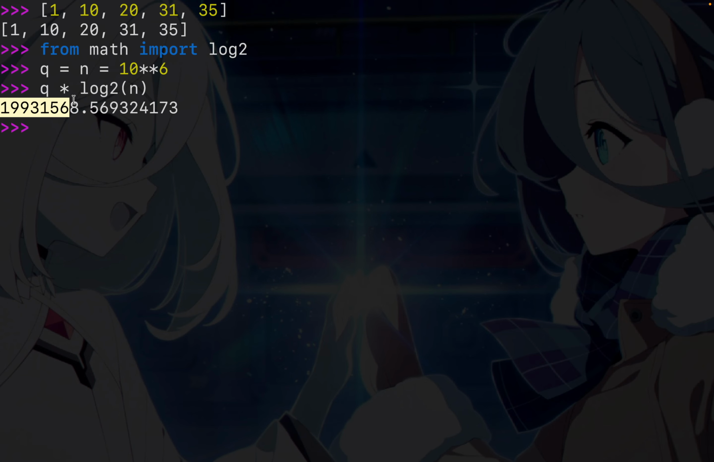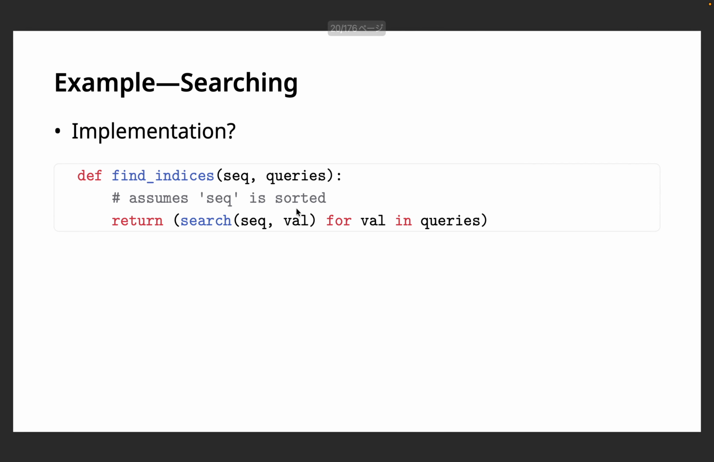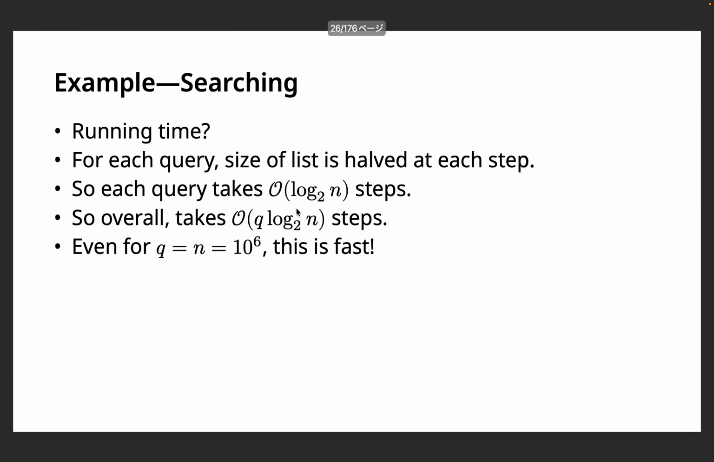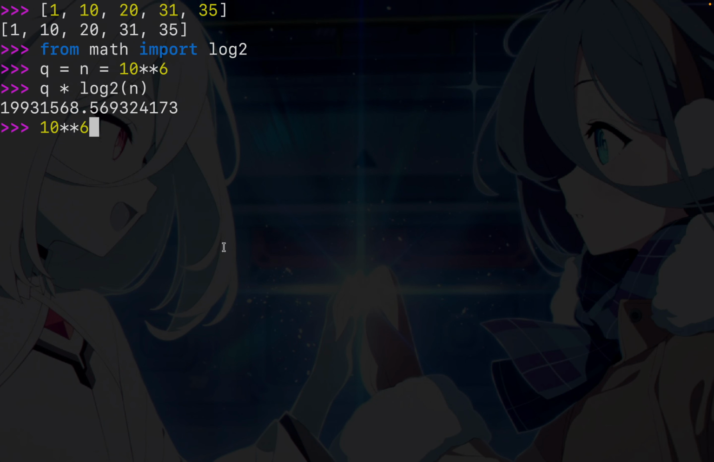On the other hand, if we did brute force, so for each query, we just literally searched through the entire list or sequence, that would instead be q times n. So n instead of log 2 n, since you're searching through the entire sequence. And in this case, it's O of qn, that 10 raised to 6 times 10 raised to 6, q times n, this is now 10 raised to 12. So 10 raised to 12 over 10 raised to 8, this is 100 million.